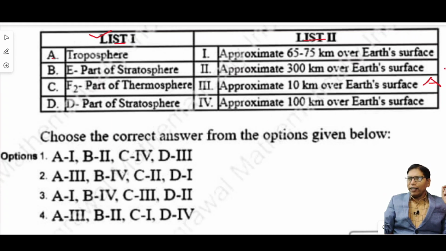So C is 2, 300 kilometer of the Earth's surface. Now, D part of stratosphere lies below the E part of stratosphere. So this is 100 kilometer and this is 65 to 75 kilometer. So this is D, and finally this is B. Therefore A3, B4, C2, and D1. So option 2 is correct.